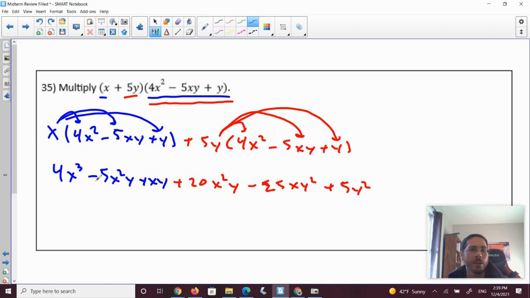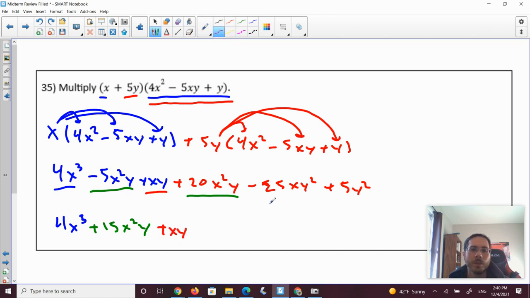Now we get to combine all the like terms. 4x cubed. I don't think there's any other x cubes. Nope. That stands alone. X squared y, x squared y. Okay, so negative 5 plus 20 is 15. All right. Up next, we got xy. That's it, just one xy.